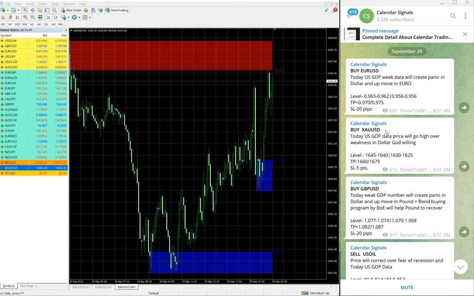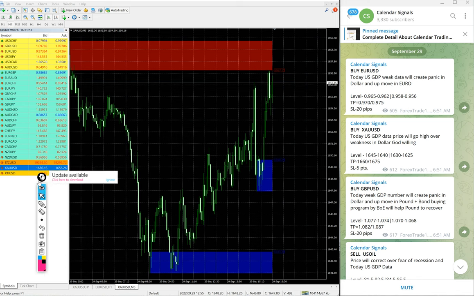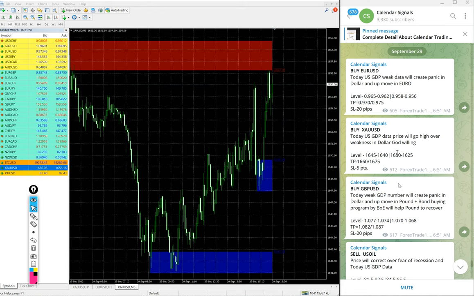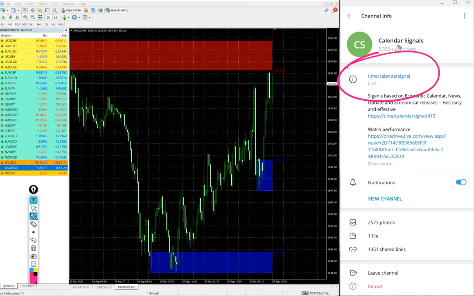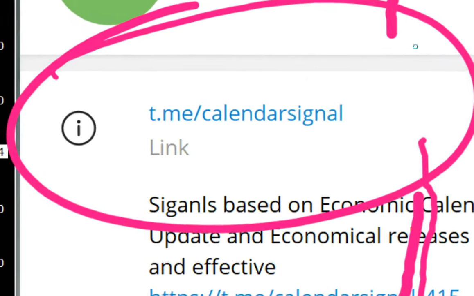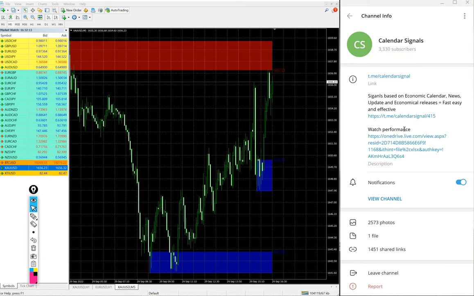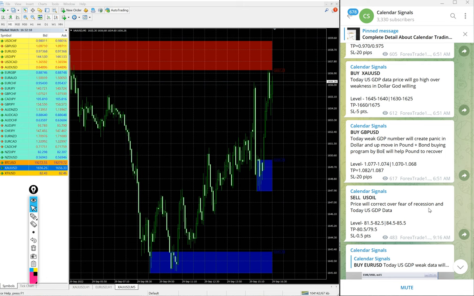Buy XAUUSD is buy gold; in some brokers it is XAUUSD, in some brokers it is traded as gold. And all these signals are posted on this channel, t.me/calendar signal. This is our free channel link. If you are not following us yet, we suggest you follow to get these free signals.